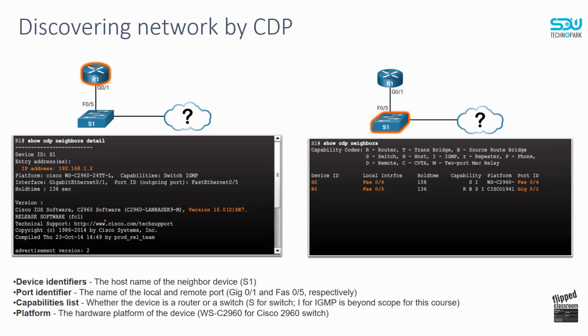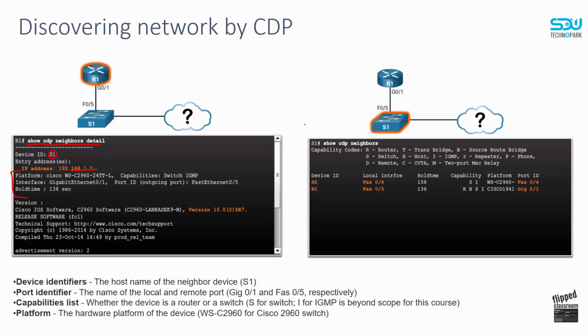Discovering the network by CDP. Let's take a look at this example in which we are looking at router 1's CDP neighbors. On router 1 we type show cdp neighbors detail, and CDP shows us that on the other side we are connected to the host name S1. The device ID is actually the host name, and we can see its IP address. We can also see the platform and what kind of operating system is installed on our neighbor's equipment.